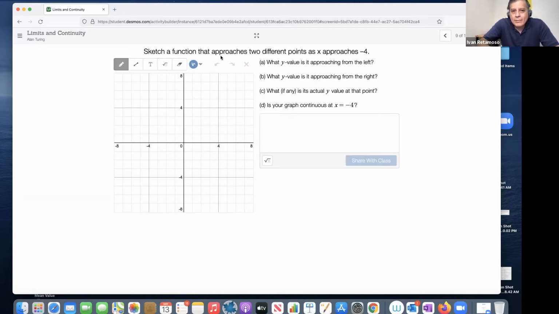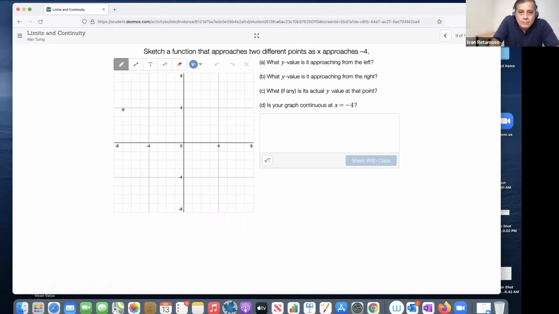Sketch a function that approaches 2 different points as x approaches -4. I will help you here just with the graph, and then you will answer the questions. So can you draw a function that approaches 2 different points as x approaches -4? Look, -4 is here. Can you draw a function that approaches 2 different points as x approaches -4 from the left and from the right?